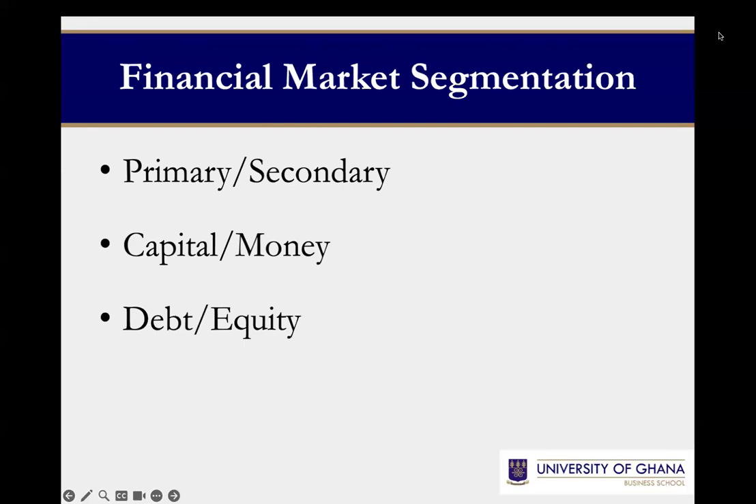Now, we can segment the financial markets, therefore, based on a number of characteristics. So we can have the primary or secondary market, and that has to do with who the ultimate recipient of cash flows is when trading occurs. In the primary market, usually the case is that the issuing entity receives the funds from the investors. In the secondary market, it is one investor trading to another.